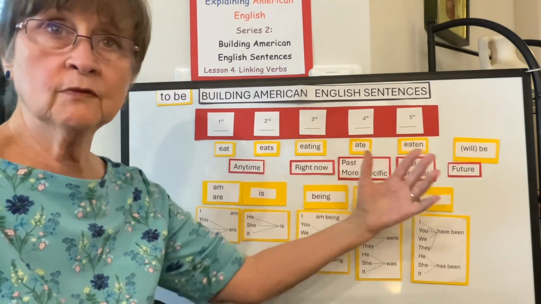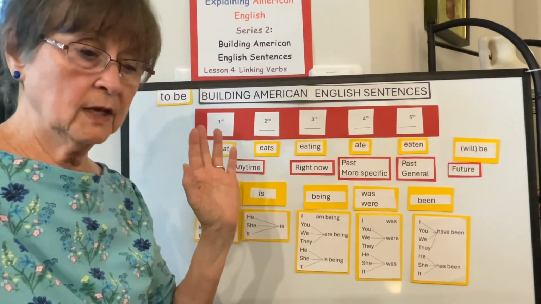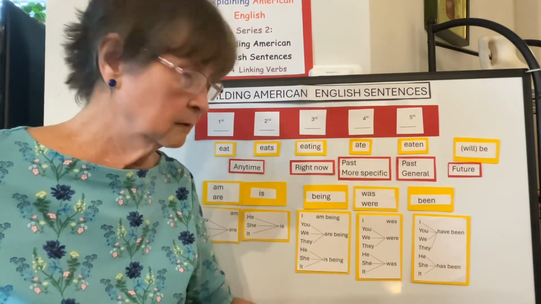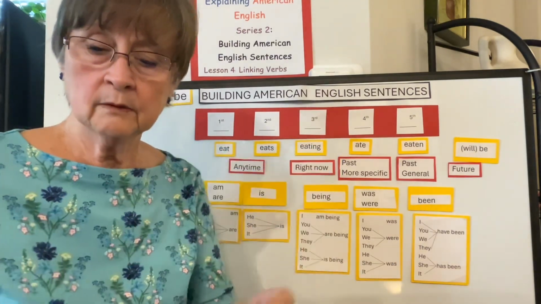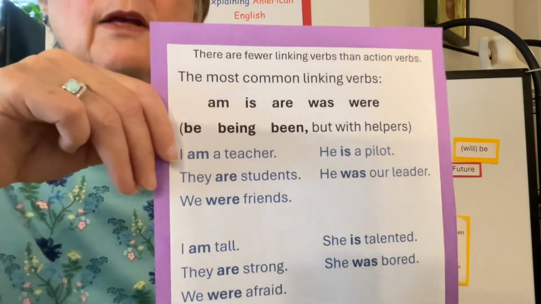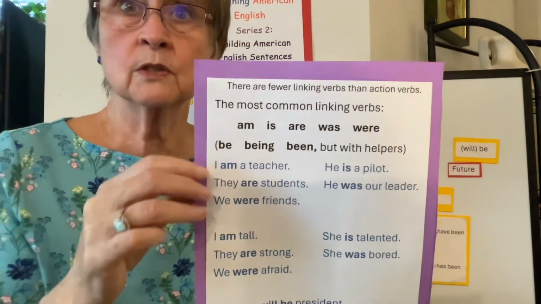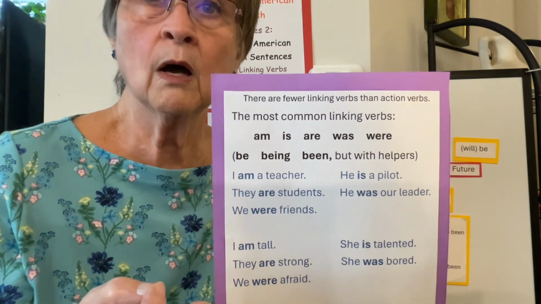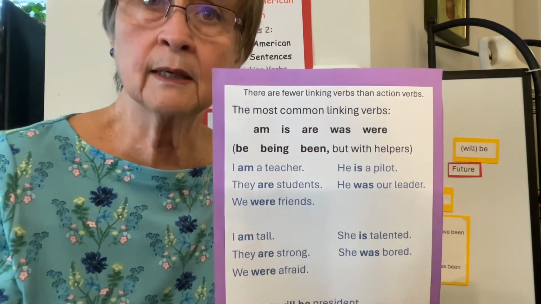So we have so many different spellings of this one verb to be, and it's not that way with all of the others. We had our four patterns. Parrots are birds was the third pattern, and parrots are pretty was the fourth pattern. So when we use those, we usually use them with these verbs that I just mentioned. There are fewer linking verbs than action verbs. That's good. We can get through these quickly. The most common linking verbs are am, is, are, was, were. And with a helper, be, being, or been.